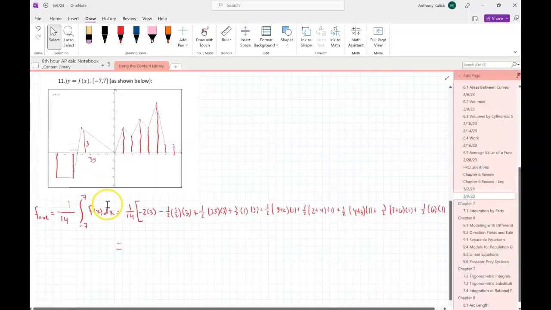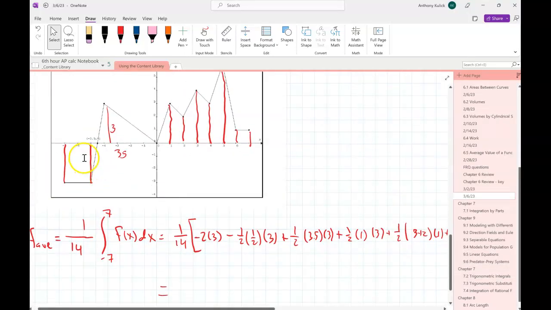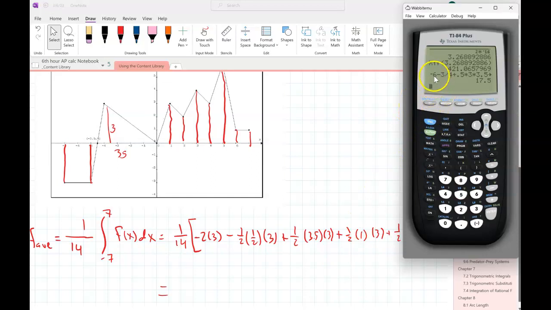2 times 3. Right? 6 divided by 3. Well, I have 6 divided by. Yeah, I have 6, negative 6 minus 3/4. That's this one. 1/2 base times height.